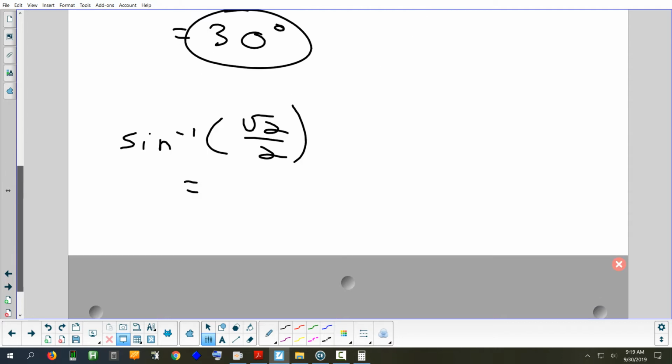Let's try a couple more with inverse sine, and then we'll go to inverse cosine. Okay, so inverse sine of root 2 over 2.